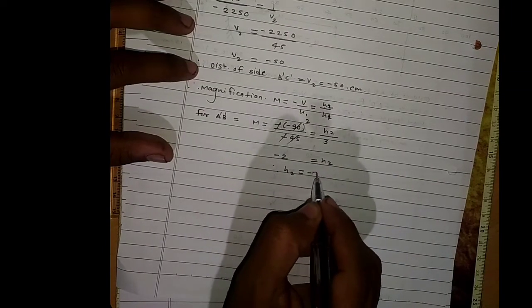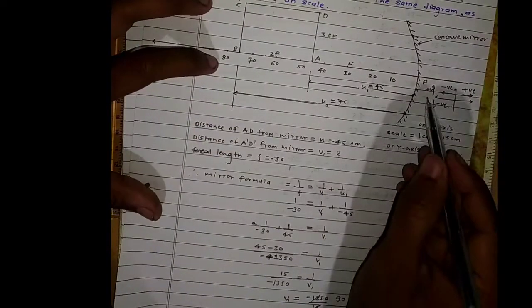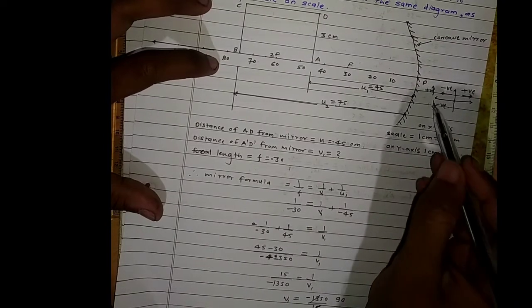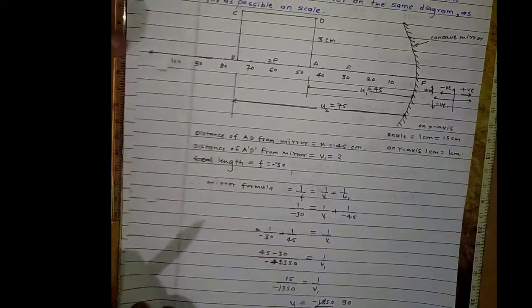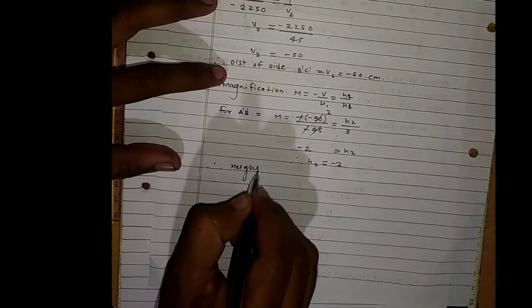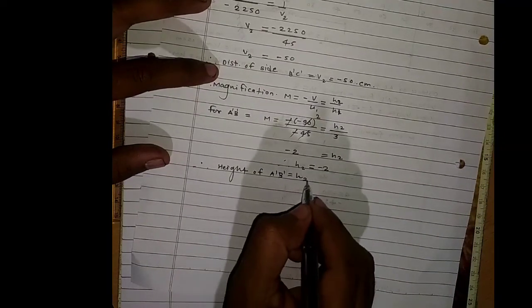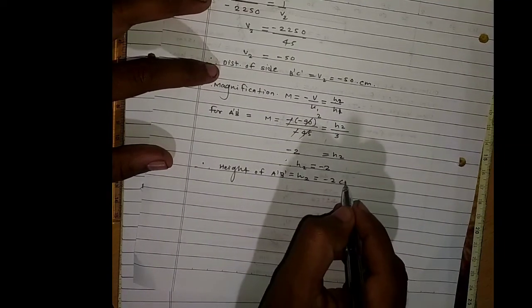So h2 will be -2. That minus sign indicates that your image is inverted. Here you can see the principal axis. If it is on the downside of the principal axis, it is -1. So you know that the height of A' B', that is h2, will be -2 centimeter.